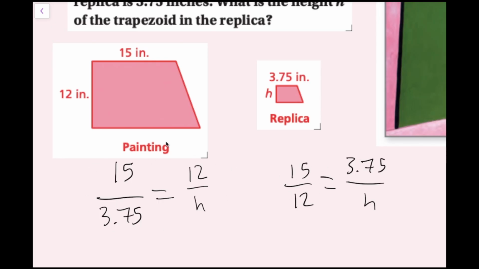I'm just going to solve this one because we wrote it down first, but it really doesn't matter which one you use. You just couldn't do like 15 over h equals 3.75 over 12 because those sides do not correspond and those shapes wouldn't correspond either. Anyway, I'm going to get back over to this. So the easiest way to solve a proportion like this, in my opinion, would be to cross multiply. So I'm just going to do that.